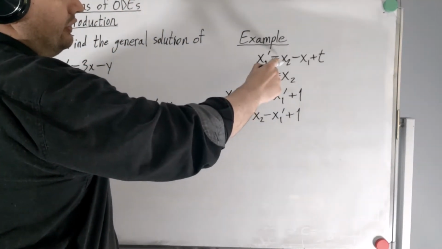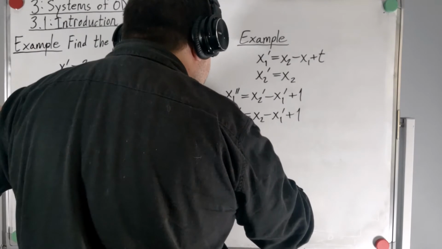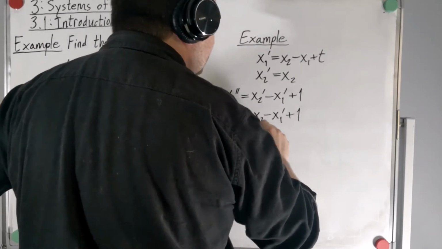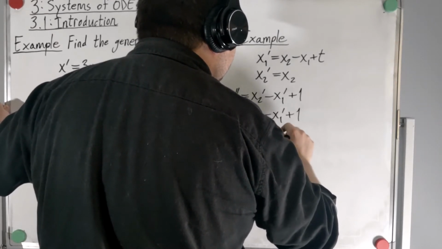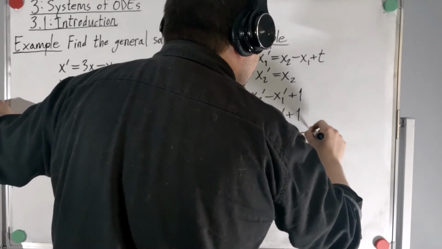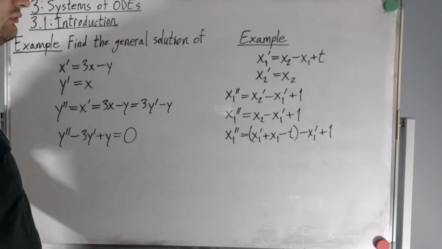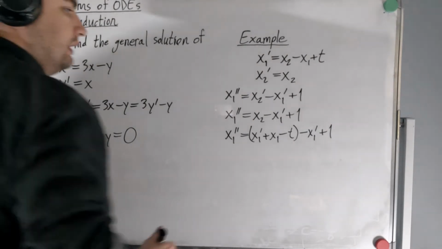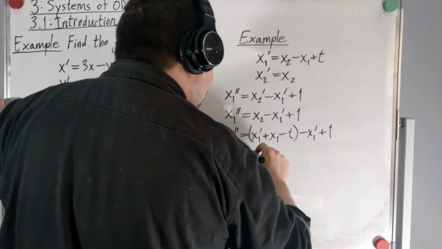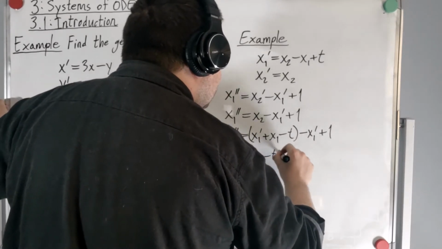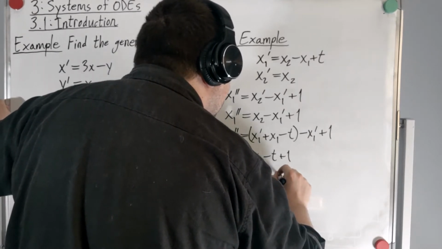Now, x2, according to the first equation, is x1 prime plus x1 minus t. So this becomes x1 prime prime equals x1 prime plus x1 minus t. Then subtract off x1 prime plus 1. Then the x1 primes cancel. We have x1 prime prime equals x1 minus t plus 1, and therefore x1 prime prime minus x1 equals 1 minus t.